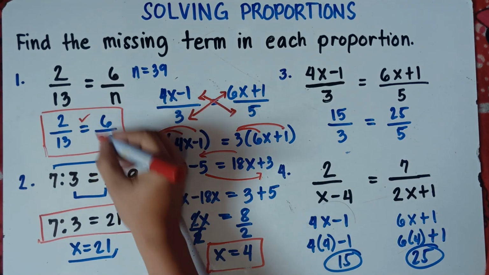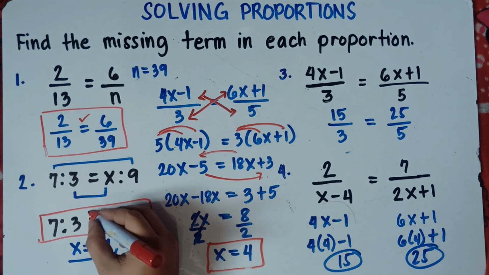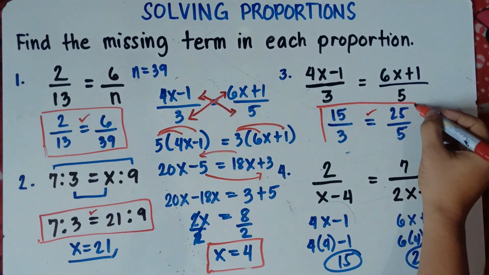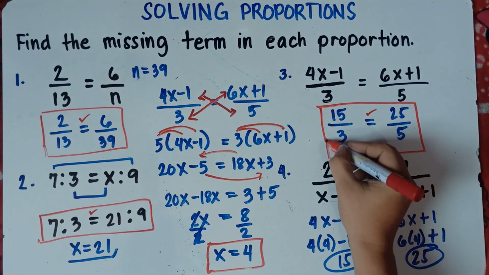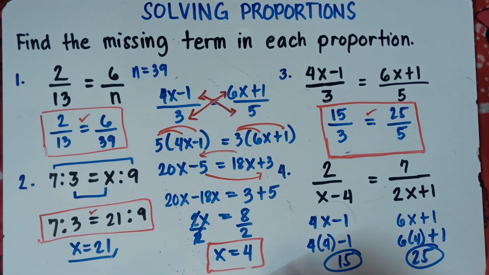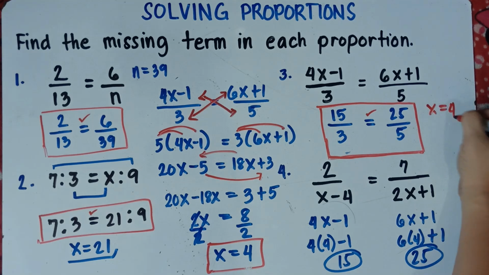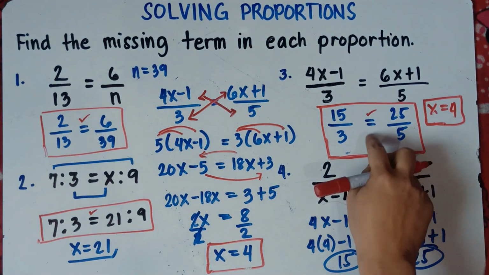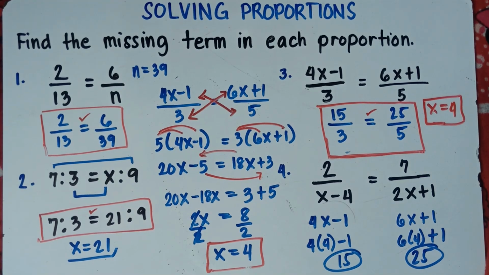Alright, so check. This one is checked. This one is also checked. This one is also checked. So this will be the missing term in each proportion. If the teacher asks for the variable x only, therefore our x is only 4. Now if you want the proportion, this will be the numbers, class. 15 over 3 equals 25 over 5.